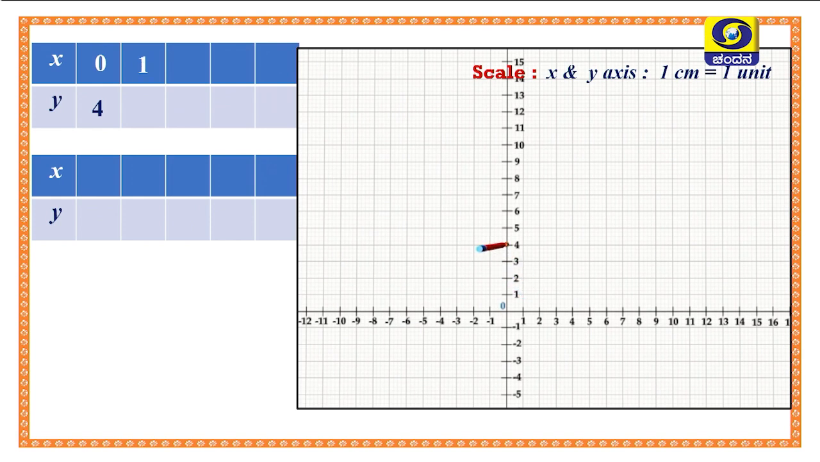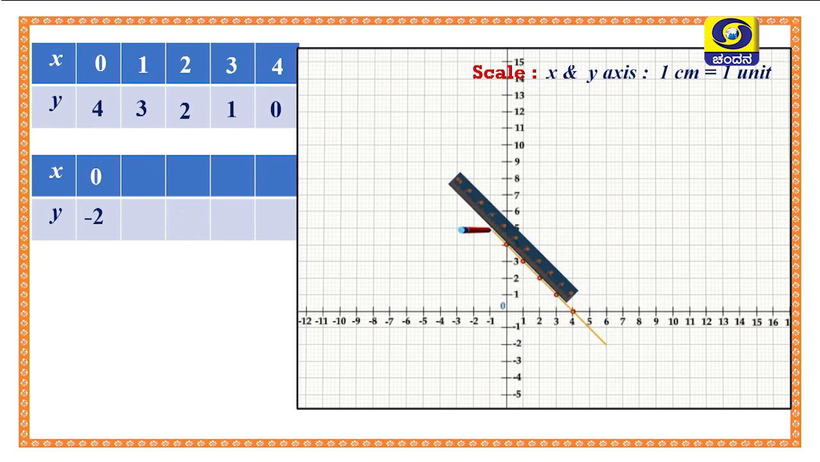Yes, x is 0, y is 4, and again 1, 3, x 1 unit, 3 units on the y axis, again 2, 2, again 3, 1, again 4, 0. This is the value we get for the first equation. Now just join all the points, it will become one straight line when you join all these points.